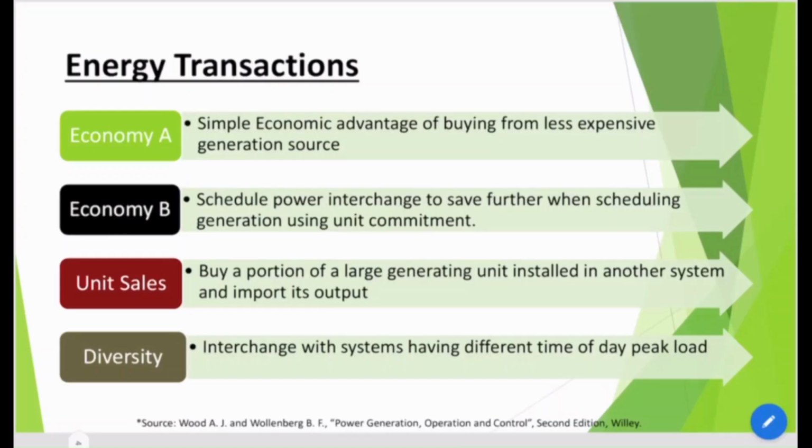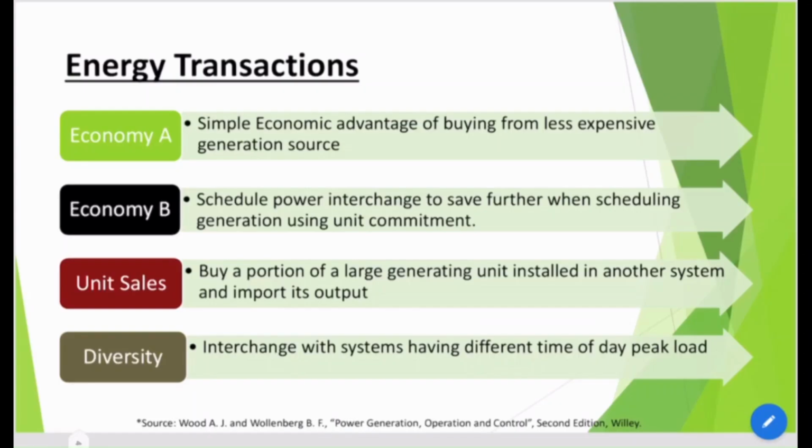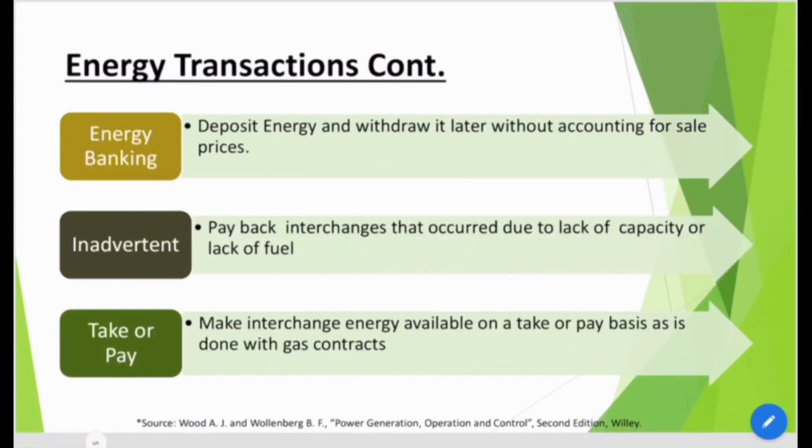The last one is diversity. Interchange with systems having different time-of-day peak load. Let's say in the European Union, or in Europe, each and every country has its own peak hours. Not necessarily are all experiencing the same peak hours. So if each individual country experiences different peak hours, then there could be energy exchange during peak hours, so that both countries can meet their peak without putting in additional generation to meet the peak demand.